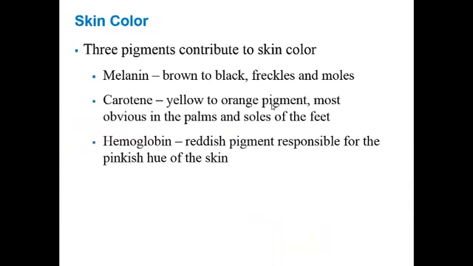If we think about keratin, for example, keratin is the yellow to orange pigments, and we can see it a lot of times in the palms of our hands and the soles of our feet, because it will tend to accumulate in the fatty tissue of the hypodermis. The pinkish hue of our skin is going to be due to hemoglobin, and hemoglobin is the protein that's in red blood cells that transports oxygen.